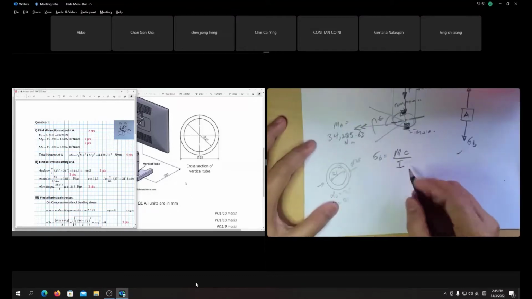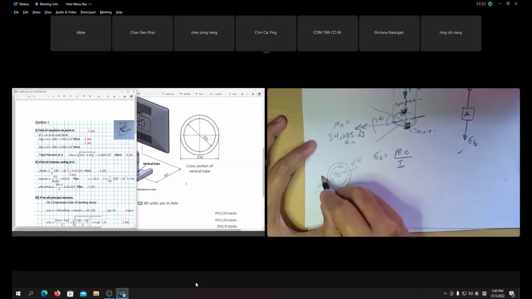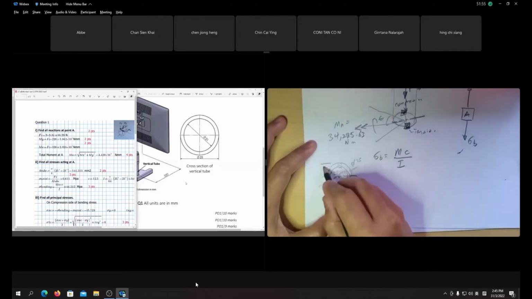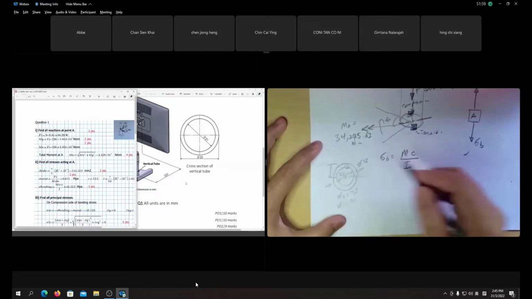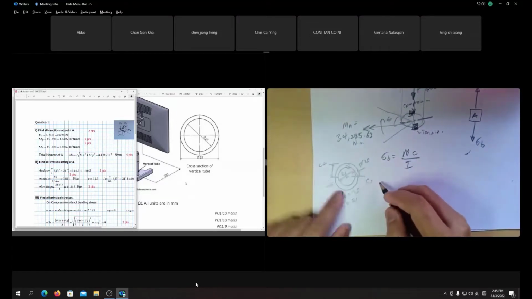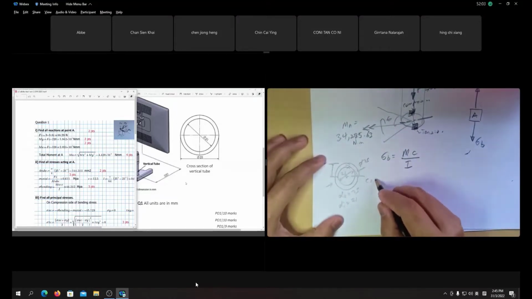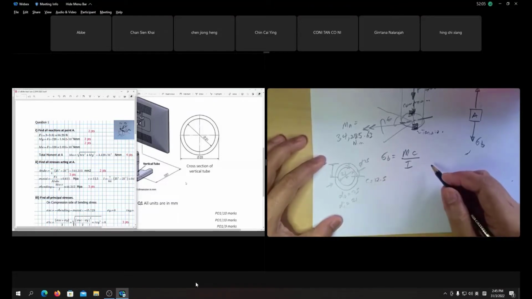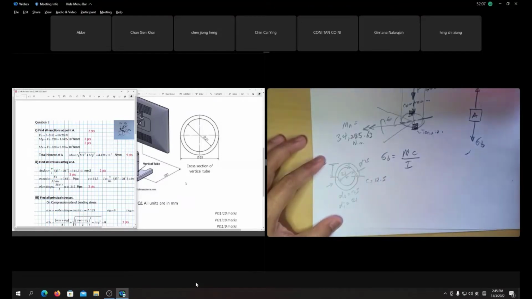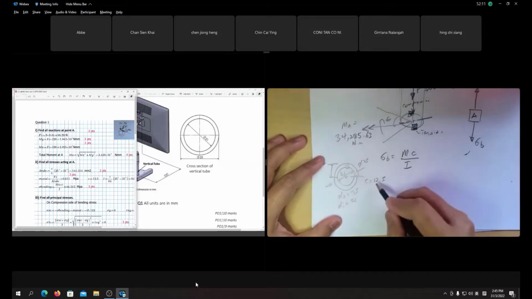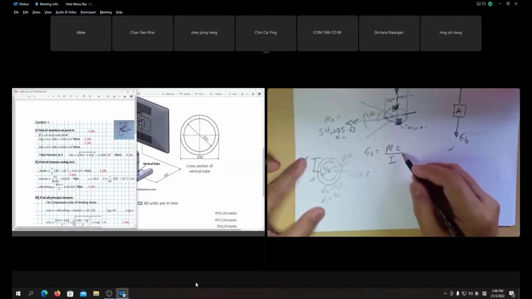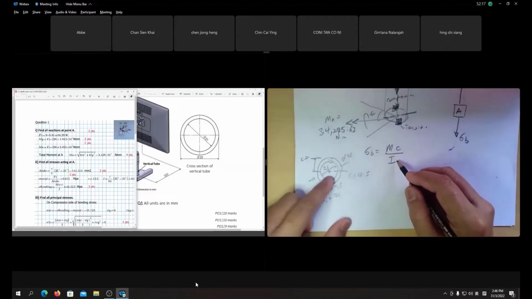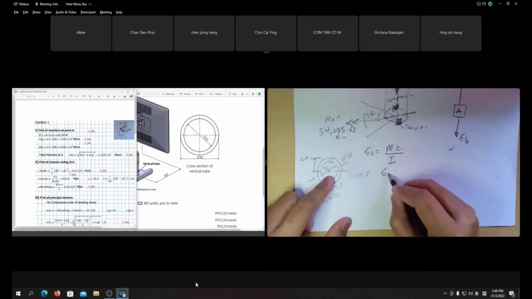So for the equation MC over I, what is C? D is your neutral axis, right? C is the radius of your hollow tube. So your C is 25 over 2, which is 12.5. Right, guys? Class, are you with me or not? C is 12.5 because the outside diameter is 25. 12.5 is your radius, your C. So sigma bending is MC over I.